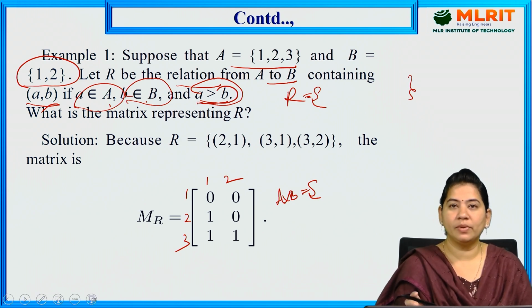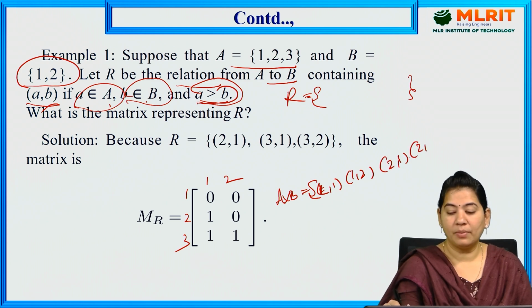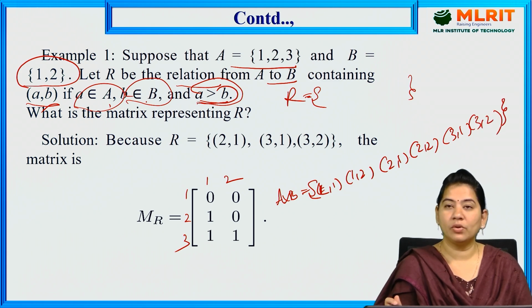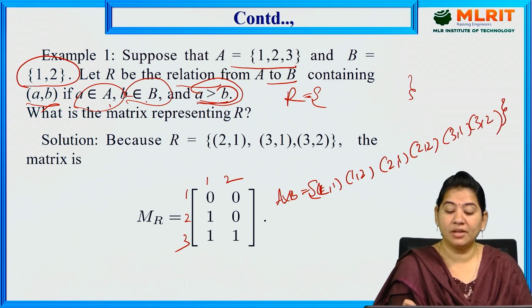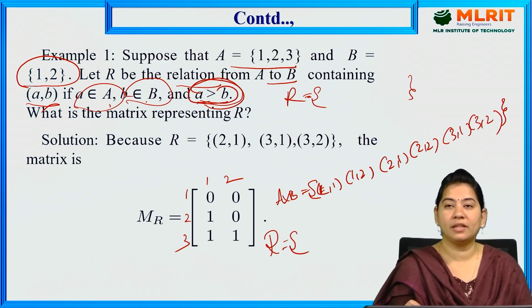So what is the universal relation you will be getting here? 1 comma 1, 1 comma 2, 2 comma 1, 2 comma 2, and 3 comma 1 and 3 comma 2. So this is a universal relation. From this universal relation, you need to find out the R based on the condition A should be greater than B. The element A should be greater than B, so that ordered pair only you have to consider in the relation.